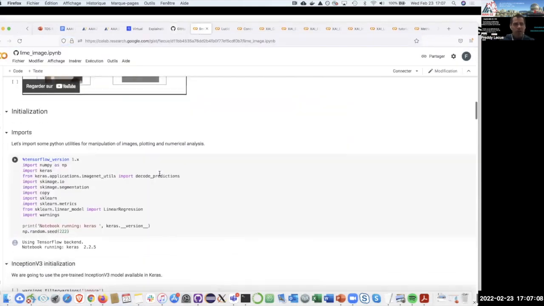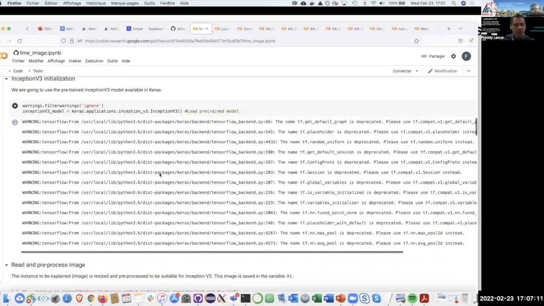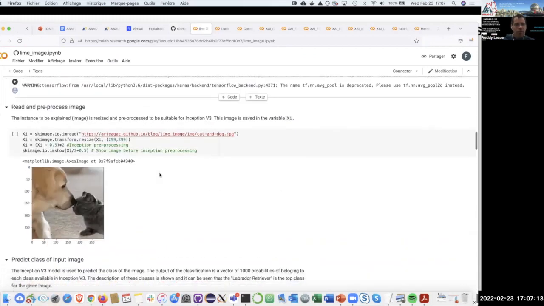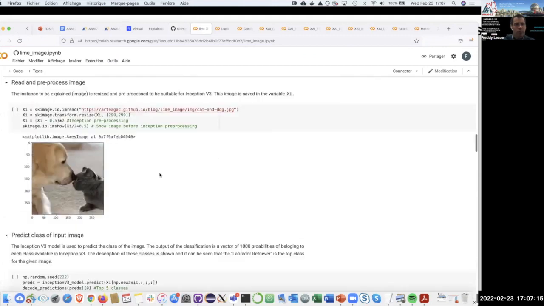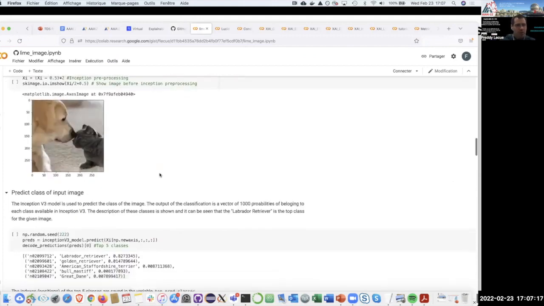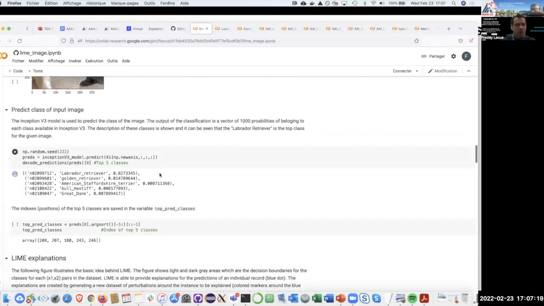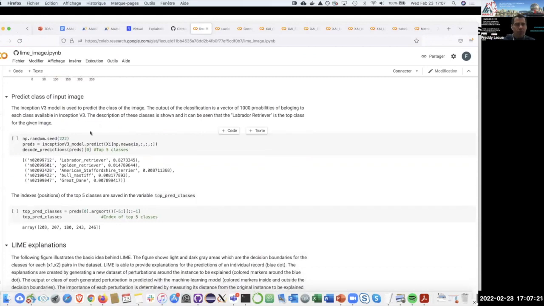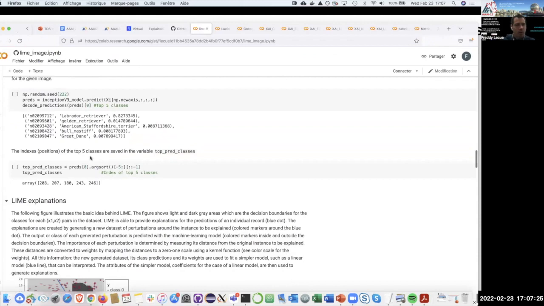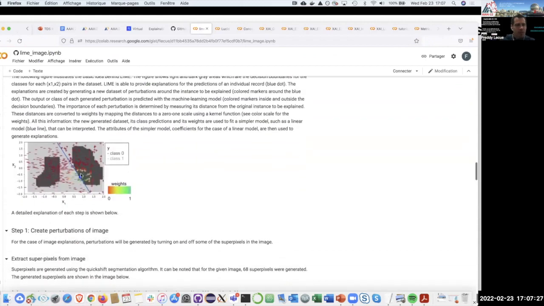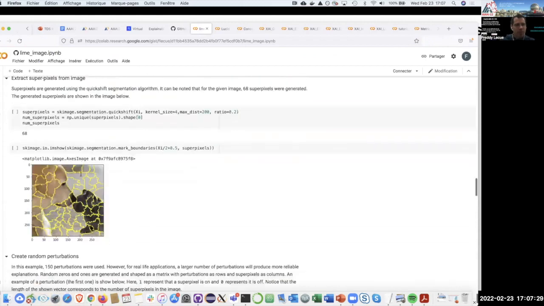So LIME, that's based on Keras. You have the input picture. You can use whatever you need. There's no rocket science over here. You use Inception v3 as the model, so you can use whatever model you want. Okay, so here's a set of explanations. There's a step that divides the different parts of the picture.